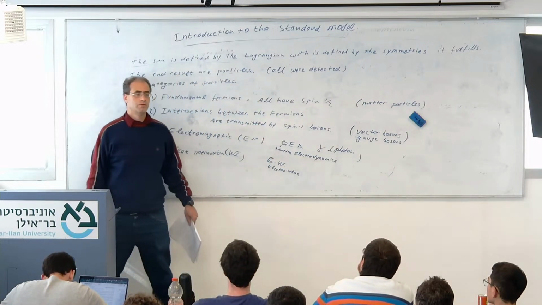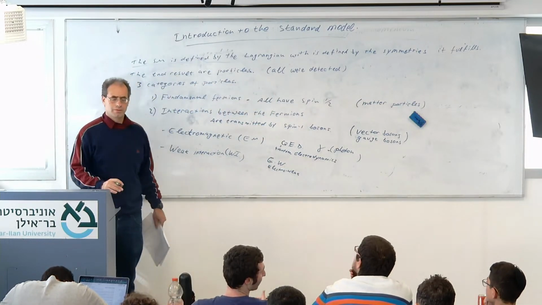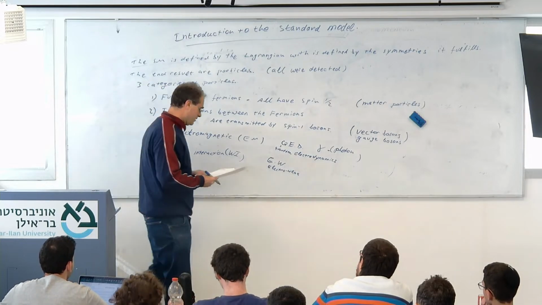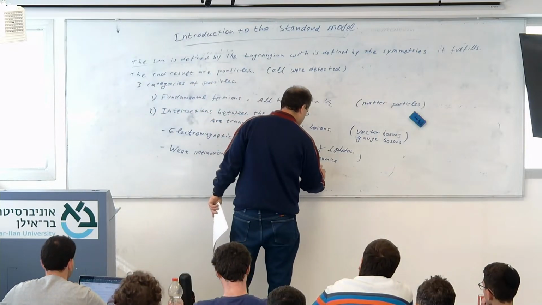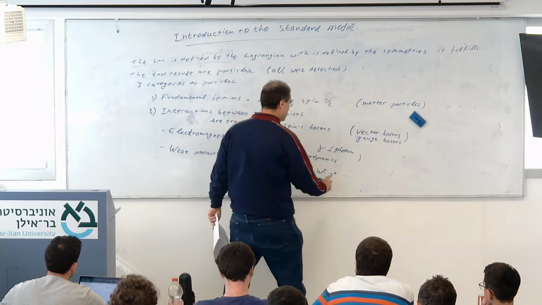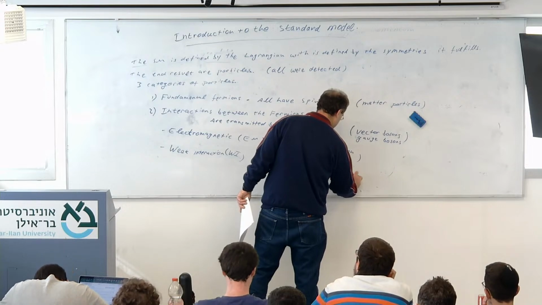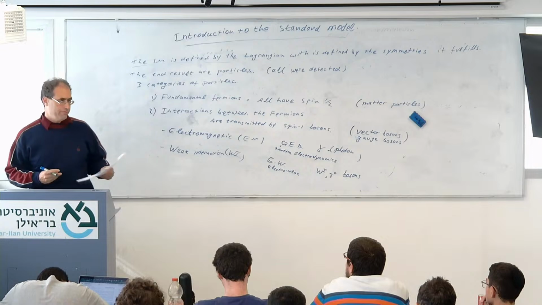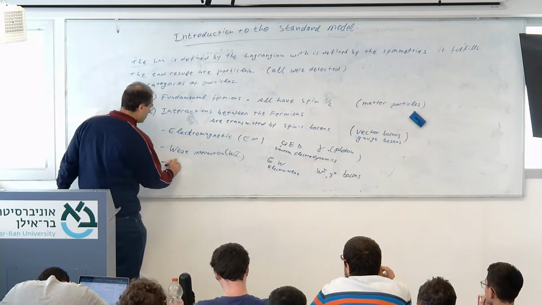Do you know? Z and W. The Z and W, right? The Z and W, very good. So we have the W plus minus, and the Z0 boson. These are the particles. Then we have strong.